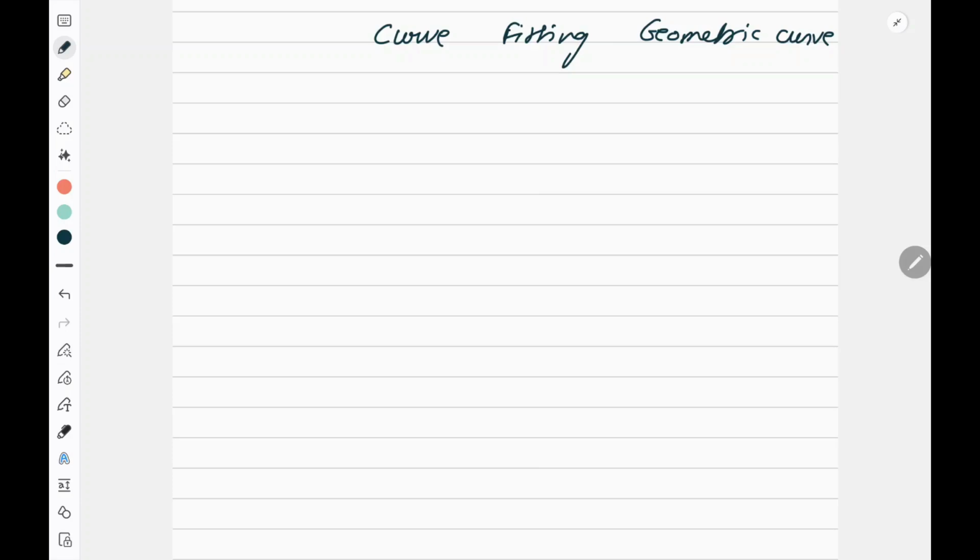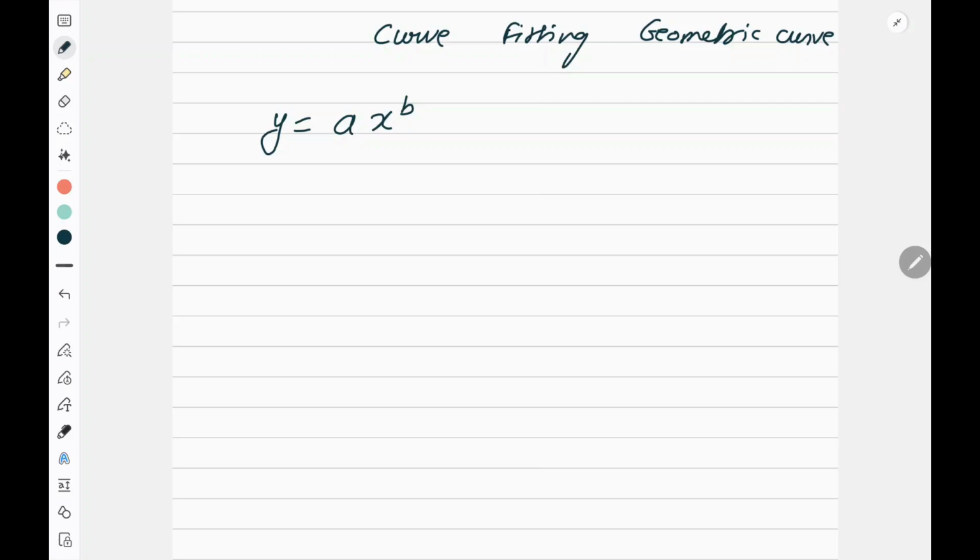Now let us discuss the geometric curve. Now what exactly is a geometric curve? Suppose I am giving you data of x and y and I am asking you to fit a curve y is equal to a x to the power b. So this is called the power curve or the geometric curve.